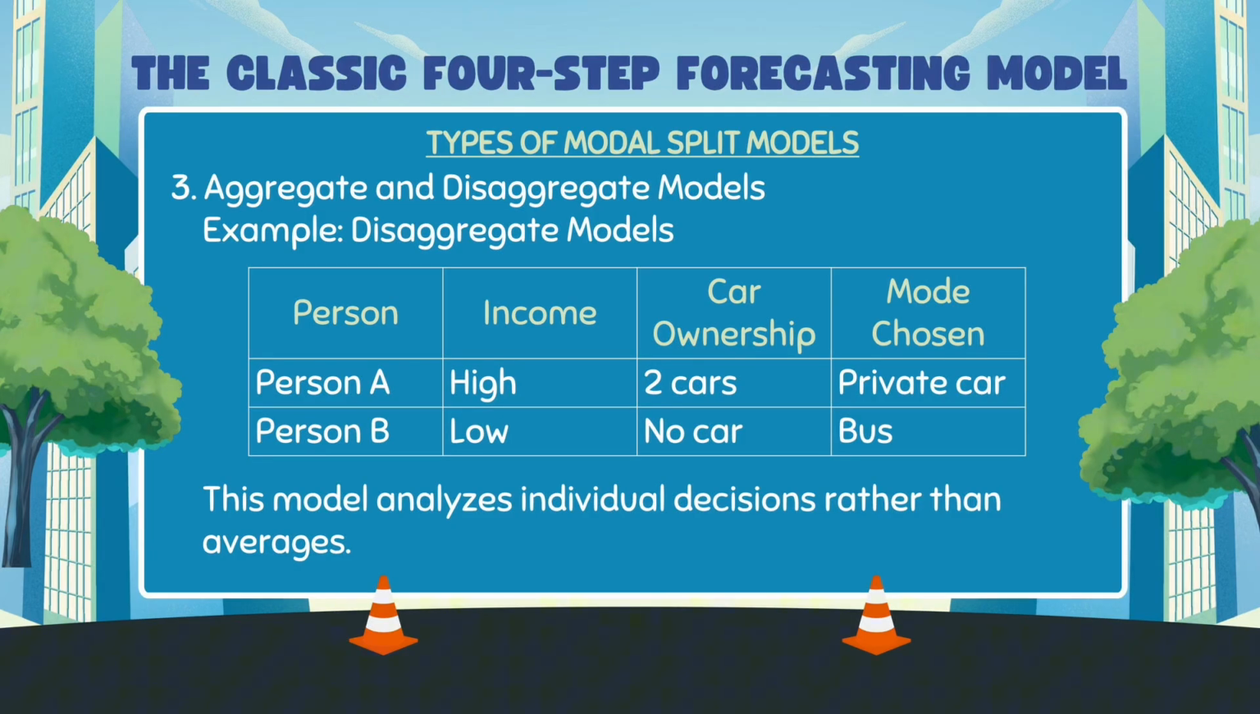However, person B has a low income, no car in terms of car ownership, and the mode chosen is bus. So this model analyzes the individual decisions rather than averages. As we can see, person A has more capacity than person B. In comparison, person A has higher income than person B and owns more cars or vehicles than the other person.